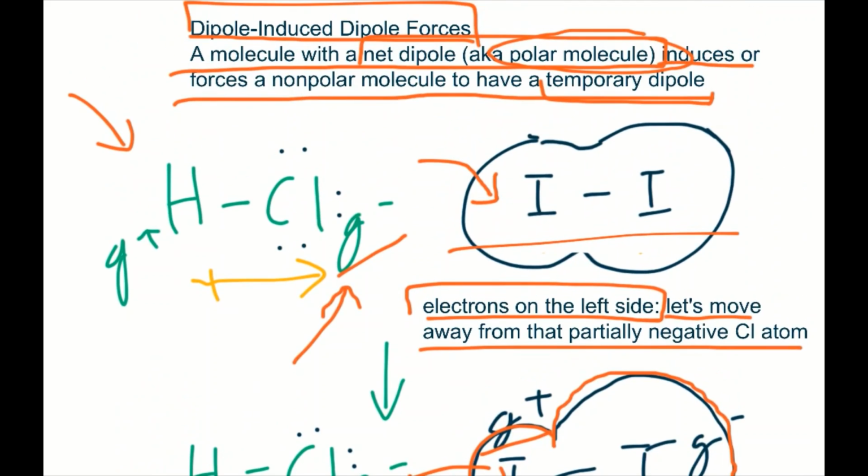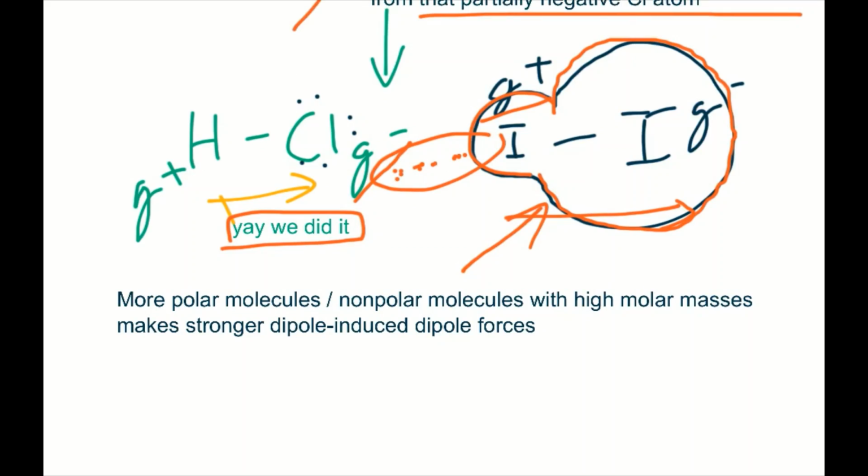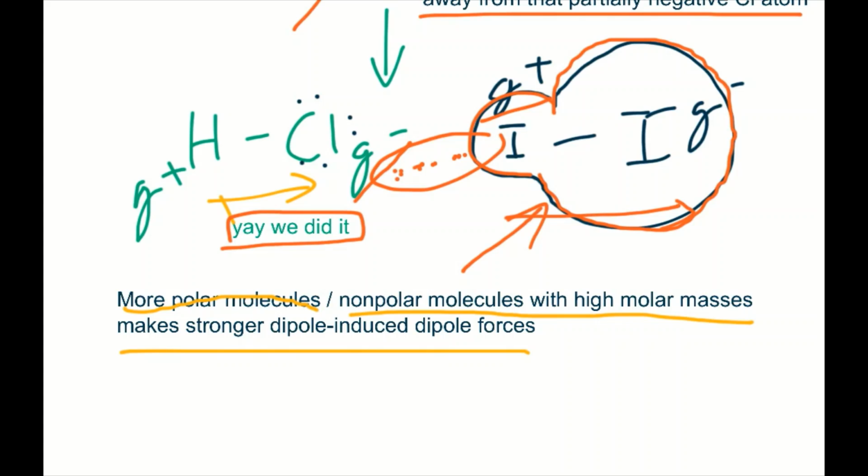Now, how can we make stronger dipole-induced dipole forces? Well, you can either have more polar molecules, or you can have nonpolar molecules with higher molar masses. And the reason why high molar mass corresponds to stronger LDF is because high molar mass typically means more electrons. And both of these factors can contribute to a stronger dipole-induced dipole force.